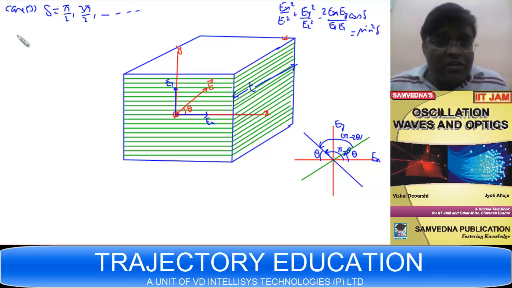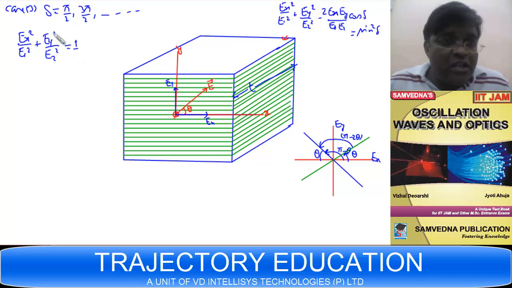So the path difference will be lambda by 4, in fact, right? In that case, if you put delta equal to pi by 2, then (Ex/E1) whole square plus (Ey/E2) whole square equals 1. It's equal to 1, right? So in that case, what will happen? The resultant wave is such that its components are undergoing this kind of variation.